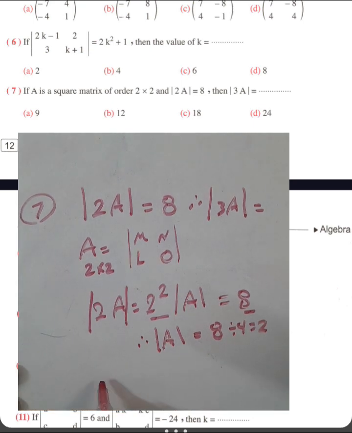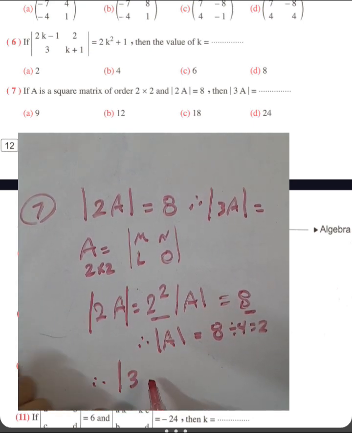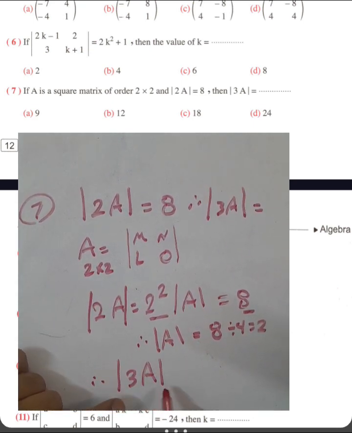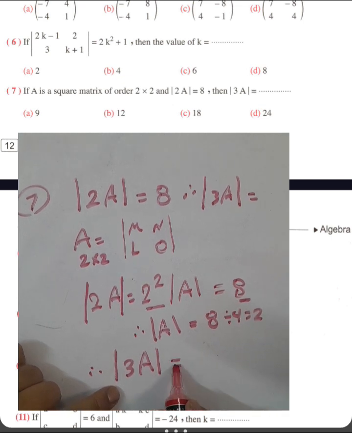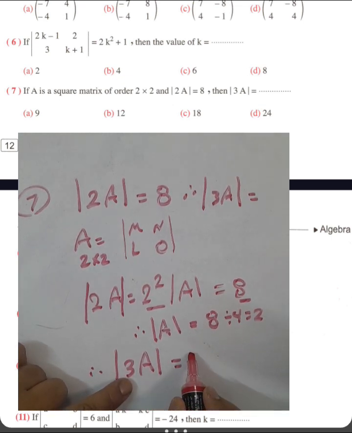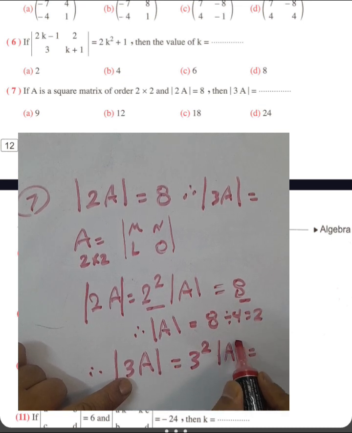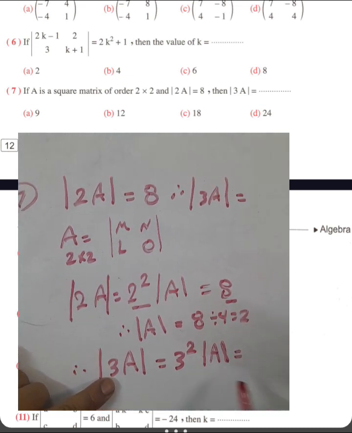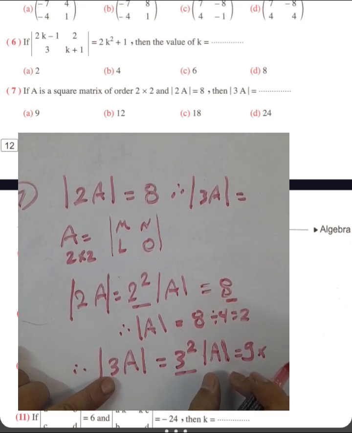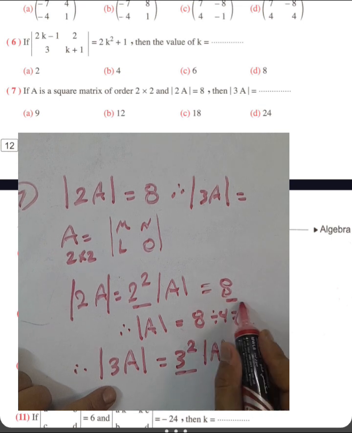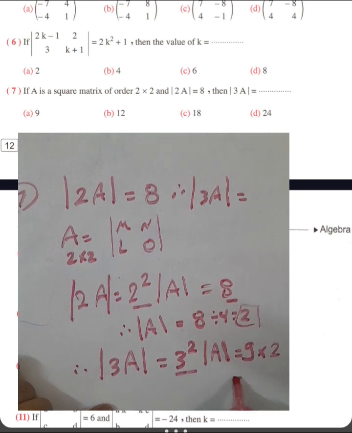Then we want to find the determinant of 3 times A. We can write 3 outside, right here 3 power 2 times the determinant of matrix A. Then the result will be 3 power 2, which is 9, times the determinant of matrix A. Matrix A was equal to 2, then the result will be 2 times 9 equals 18.